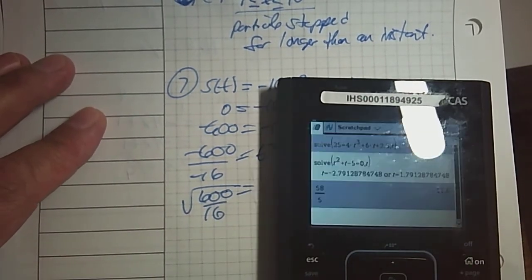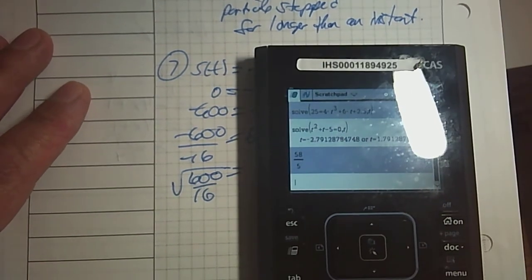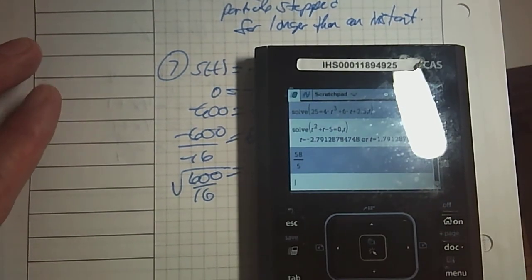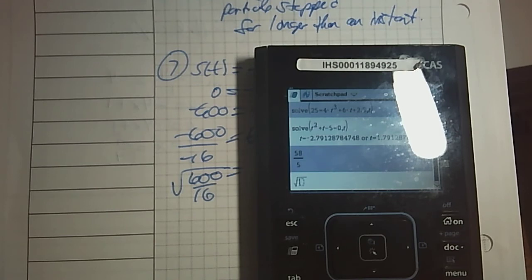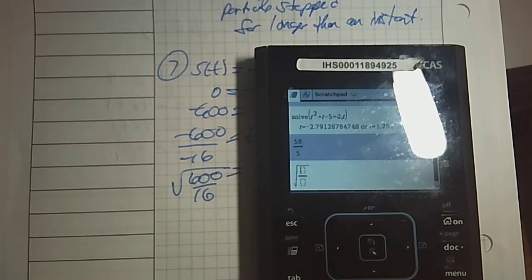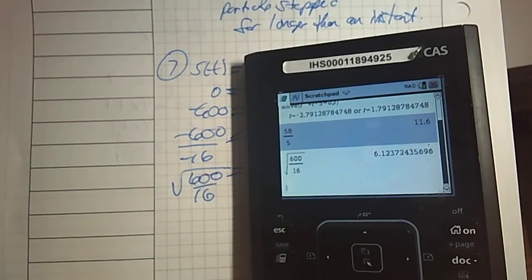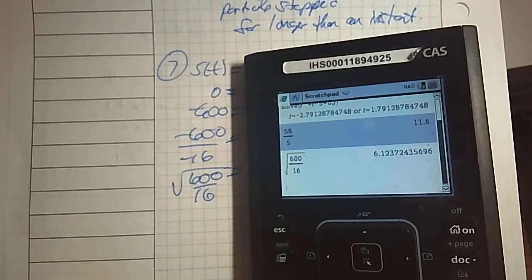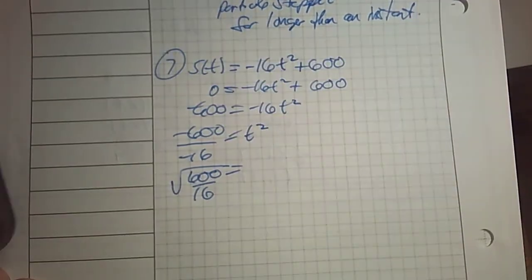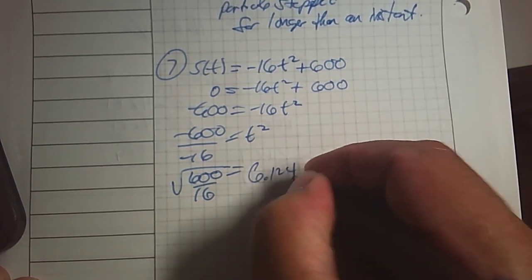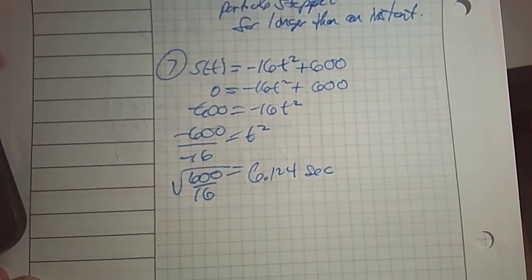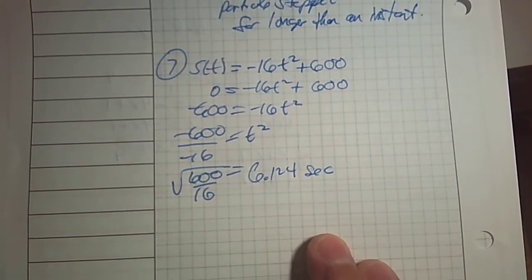So the square root sign is in blue above the x squared. And then if you go control and the divide sign, you get a fraction. And then you just go 600 over 16, and then go Control Enter, and so 3 decimal places. That's 6.124. And we need time. That's in seconds. So just after 6 seconds, it's going to hit the ground.